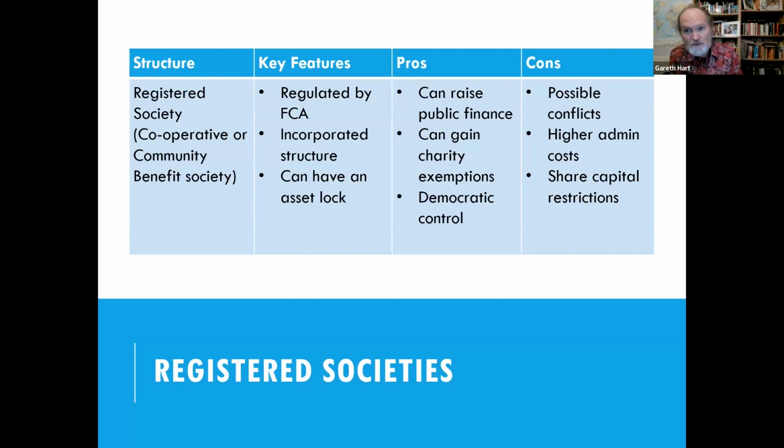They can cost more to set up. And if you do raise money in the public domain, there are quite a lot of restrictions on how they operate. So you've got to be careful about that. So that's a key thing.